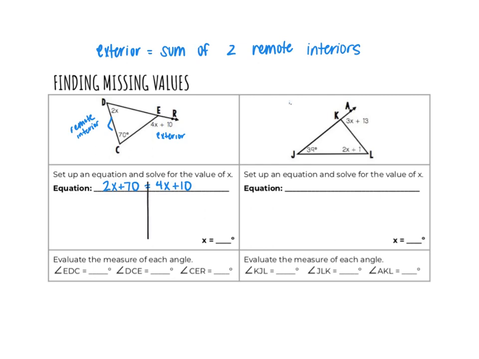I see that I have x's on both sides, so I'm going to first move this 2x over to the other side. So that would give me 70 is equal to 2x plus 10. Subtracting 10 and then dividing by 2 tells me that x would have to be 30 degrees. Then I can use that 30 degrees to solve for the missing angles.